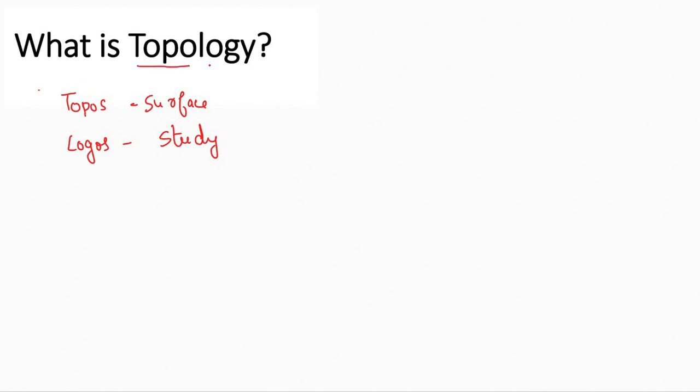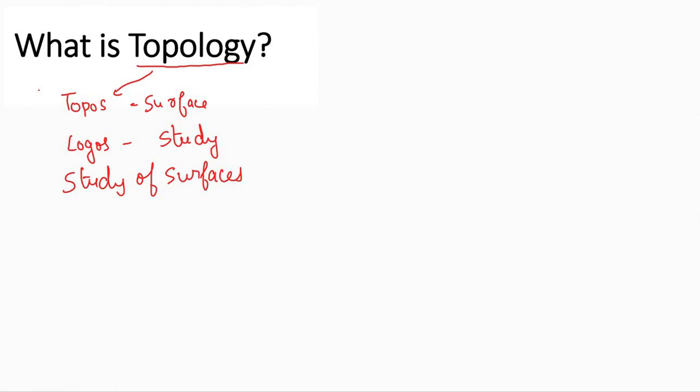The word topology is from two Greek words, and topos means surface and logos means study. Thus from this itself you can clearly see literally topology means study of surfaces. So from this we can understand that topology is a sort of geometry. It means topology is somewhat a type of geometry. So what is a geometry?